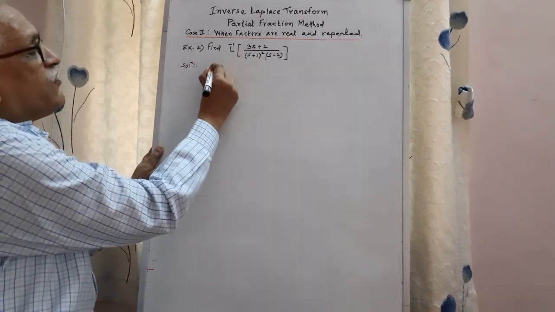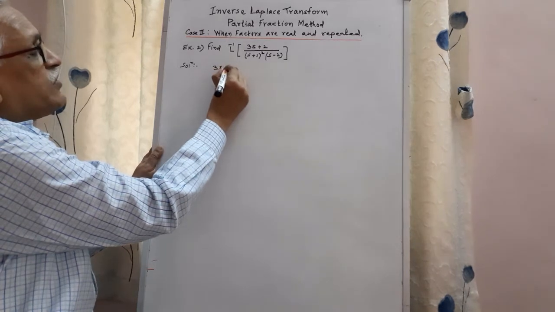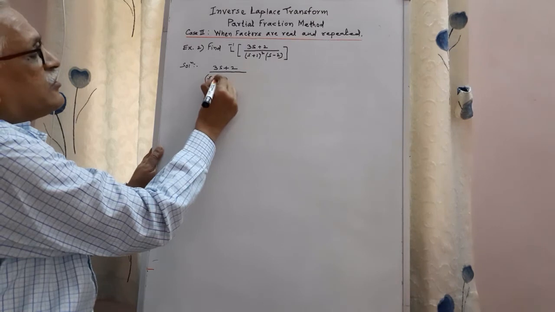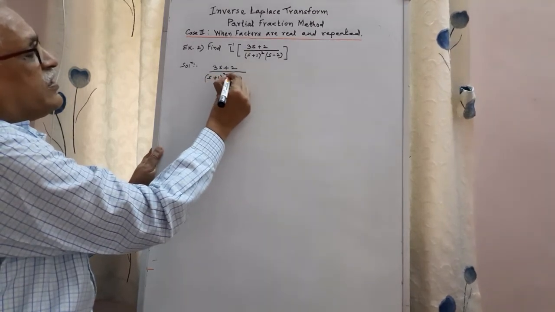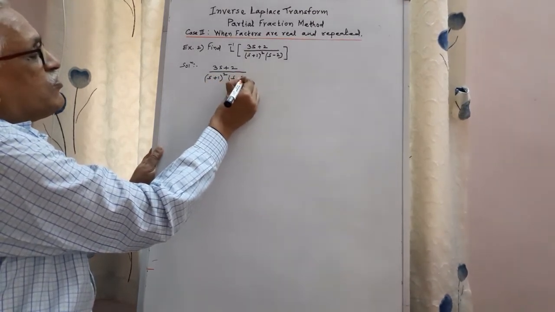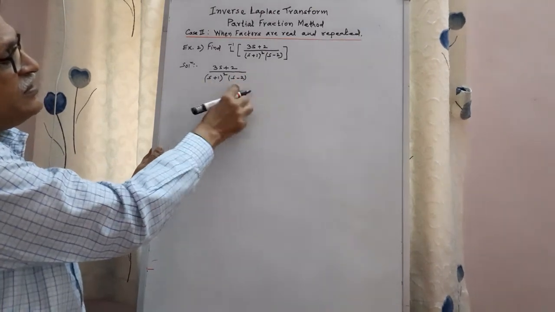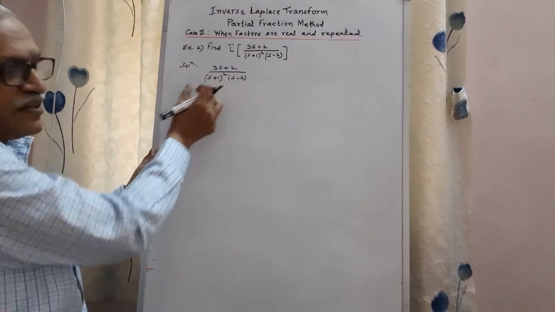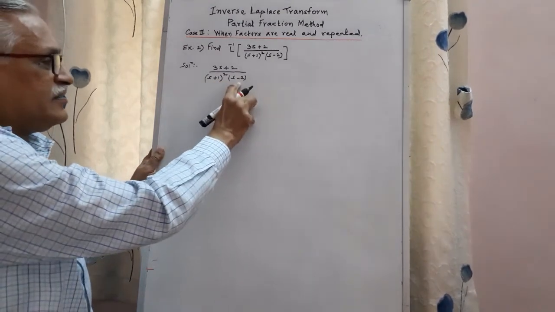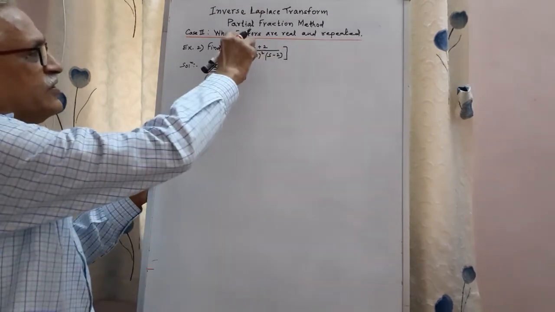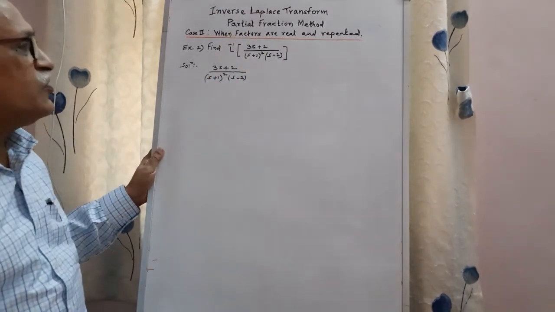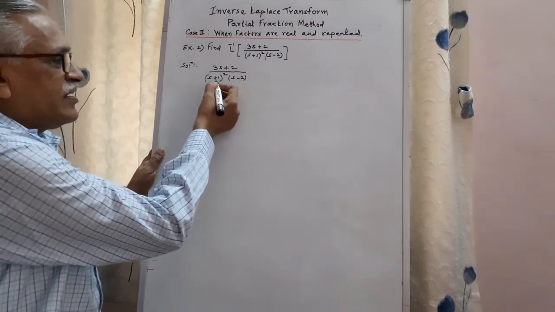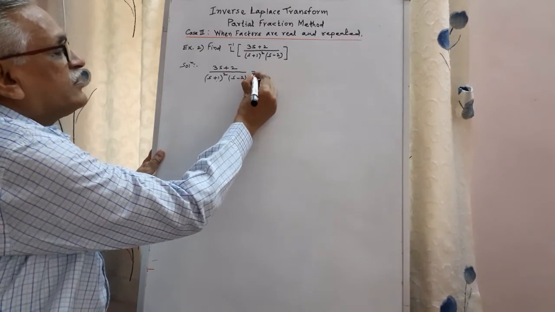Therefore, that f bar of s is 3s plus 2 divided by s plus 1 bracket square into s minus 2. Here there are three factors. The first two factors are repeated and the last one is non-repeated. Therefore, it is case number 2, when factors are real and repeated. And as factors are real and repeated, we use that technique.